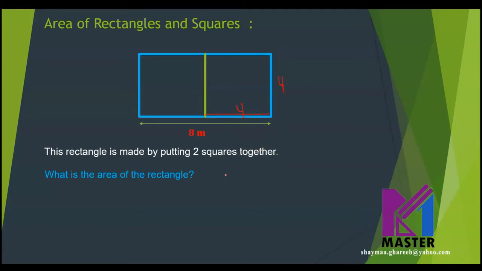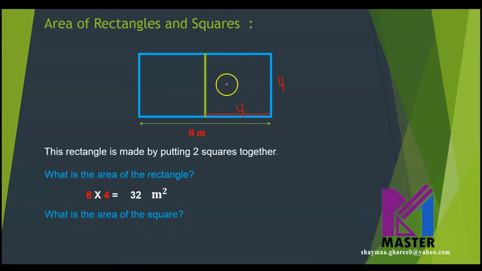And also I can get the area of the rectangle. So if the rectangle has 8 meters length and its width is 4 meters, the area will be 8 times 4, which is 32. What about the unit? Square meters. Okay? Now, next question, what is the area of the square?